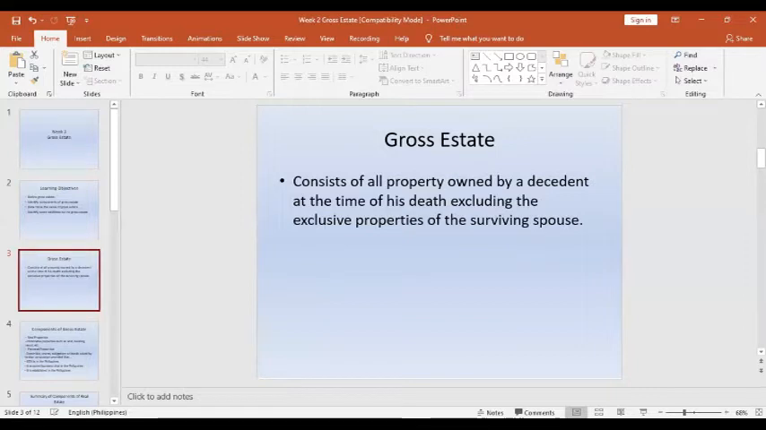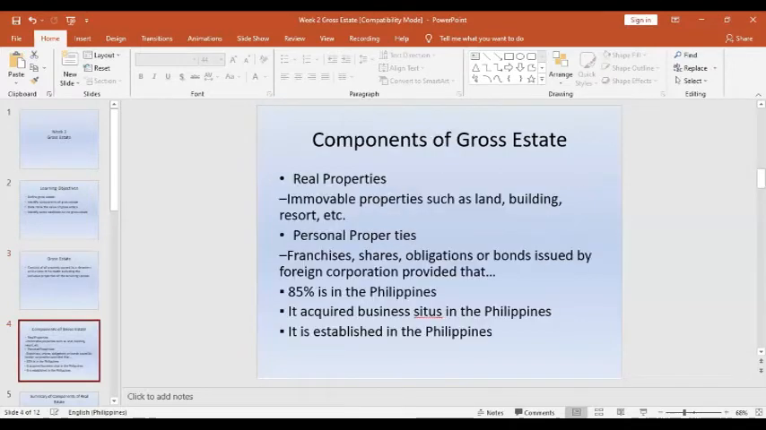According to the Family Code, if a couple married on August 1, 1988, all the properties acquired by the couple within the marriage will be conjugal property. But for all the couples who were married before 1988, the properties which they acquired while they were single will be exclusive properties. That's why we classify the properties of the gross estate as conjugal or exclusive.